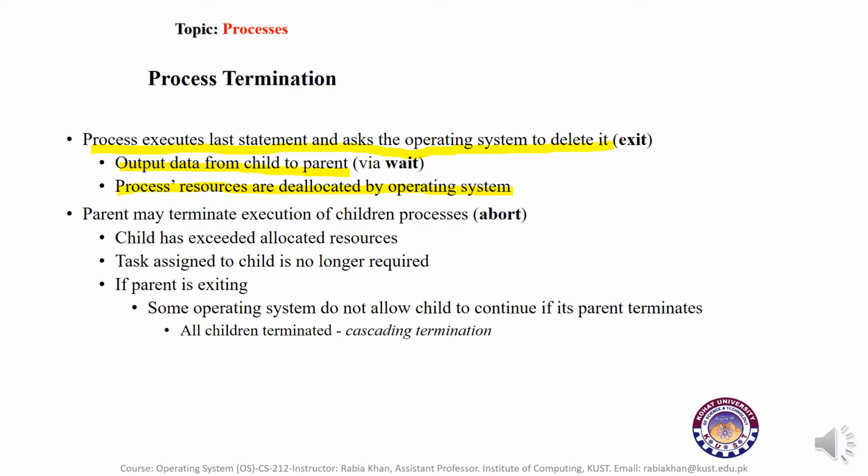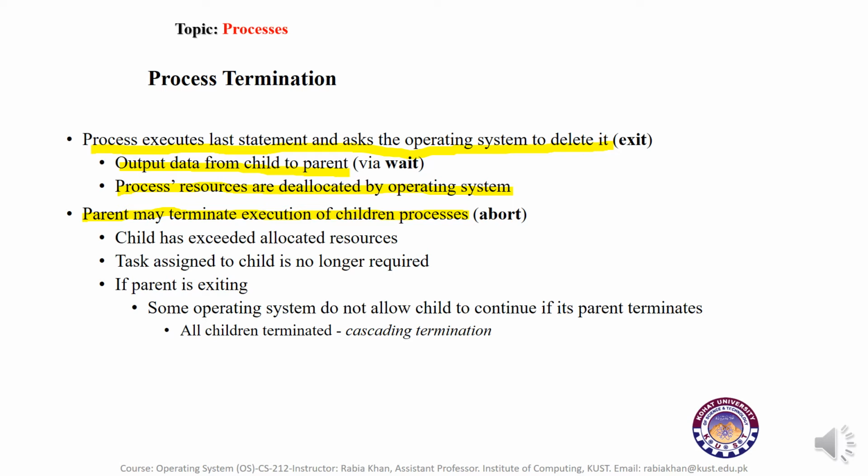Now, in some cases, a parent may terminate the execution of a child process, which is the case of abort. Abnormal termination we discussed. In some cases, when child processes are not functioning normally, the parent can kill its child processes. Now, in what situation can this happen?